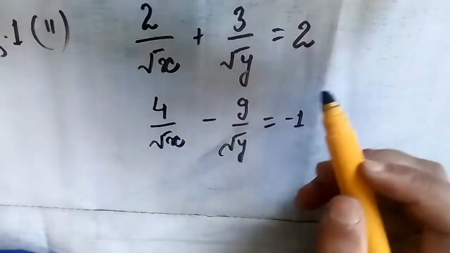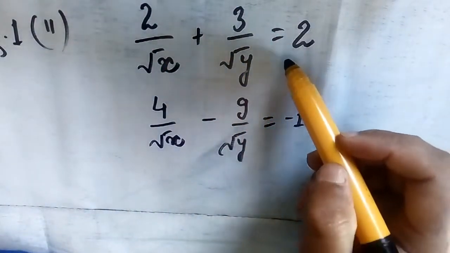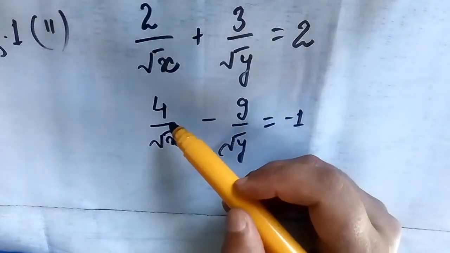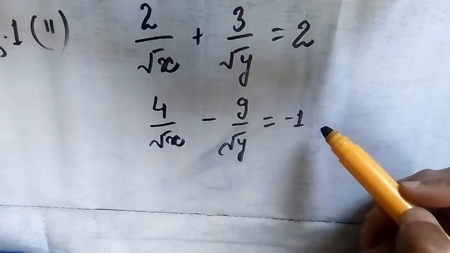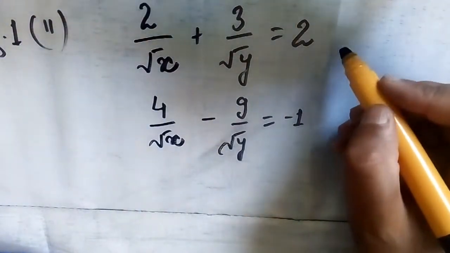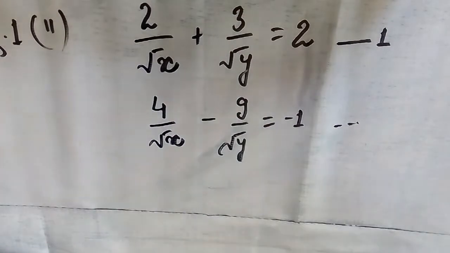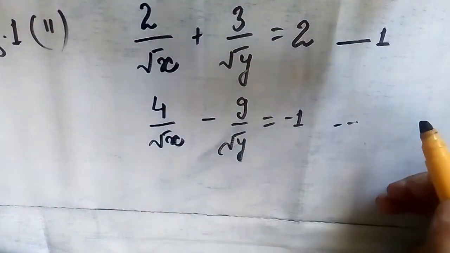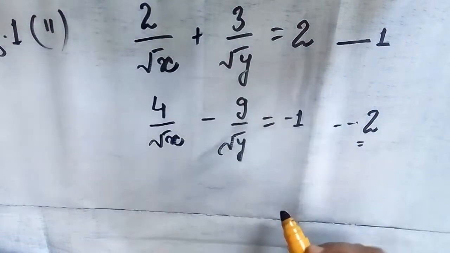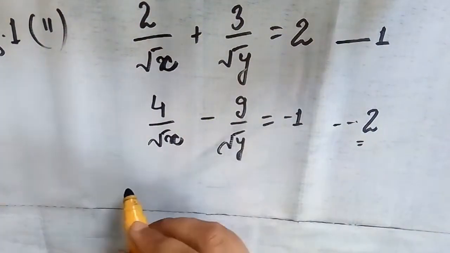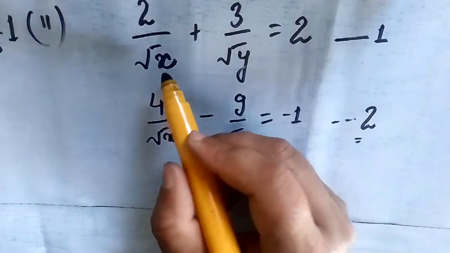Let us see with the help of one example. Our question is 2 upon square root of x plus 3 upon square root of y equals 2. And the second equation is 4 upon square root of x minus 9 upon square root of y equals minus 1. So name them equation 1 and equation 2. Now see, these are not linear equations because the power of the variable is not 1.